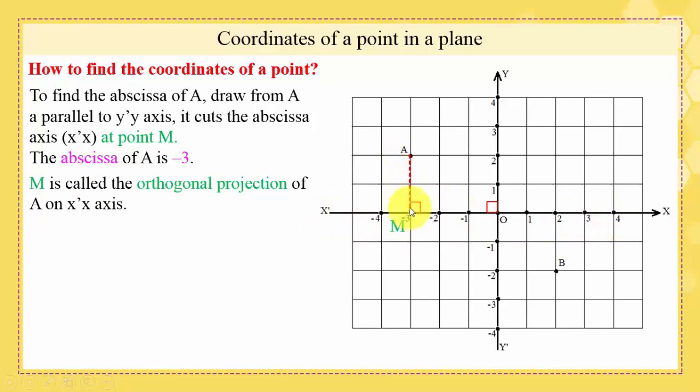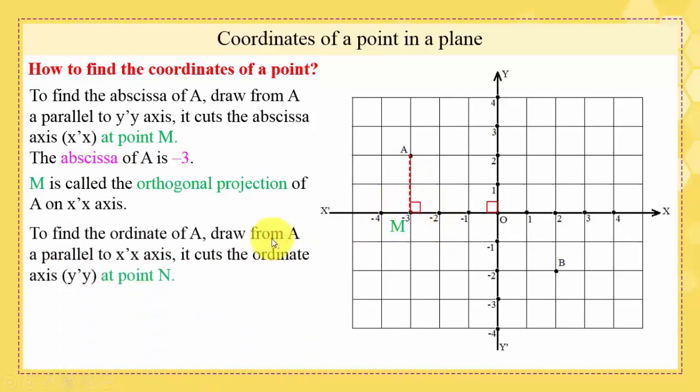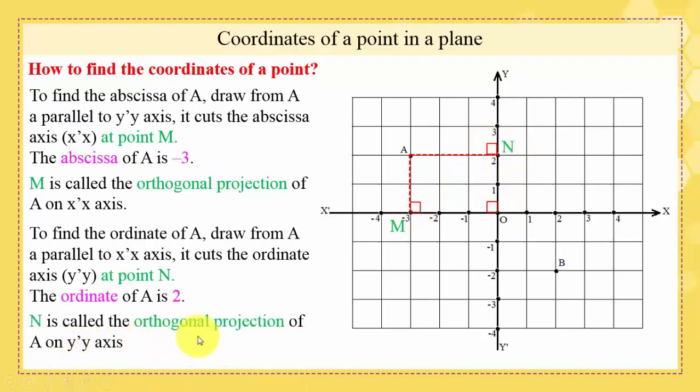So when you make a perpendicular on a line, it is called the orthogonal projection. To find the ordinate of A on the y-axis, you draw from A a parallel to x prime x. Now from A we draw a parallel line to x prime x that cuts the ordinate axis at a point N. Now the ordinate of A is what? It is +2. And N is called the orthogonal projection of A on the y prime y-axis. So the coordinates of A are (-3, +2).